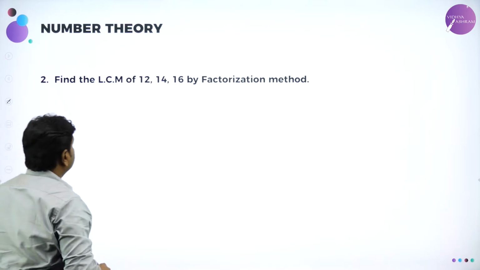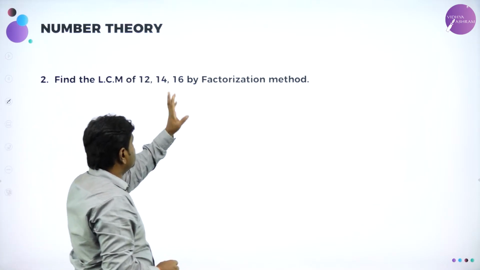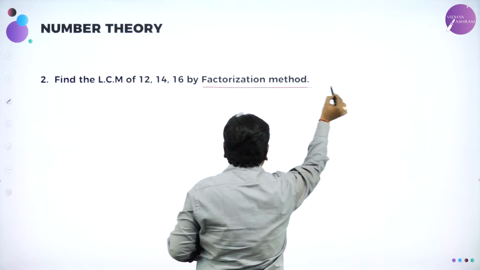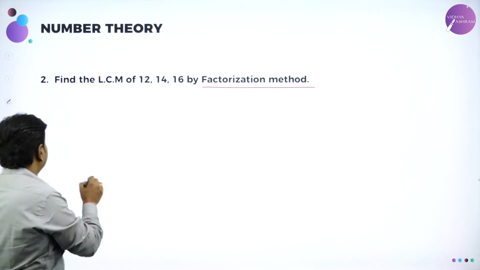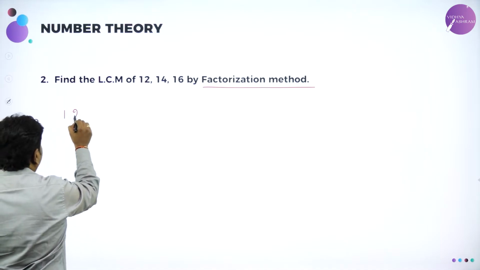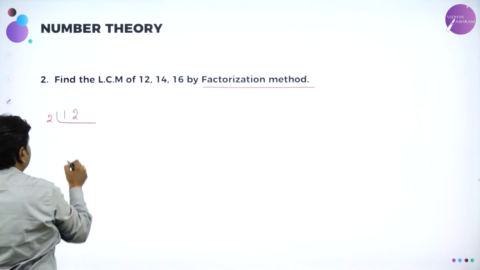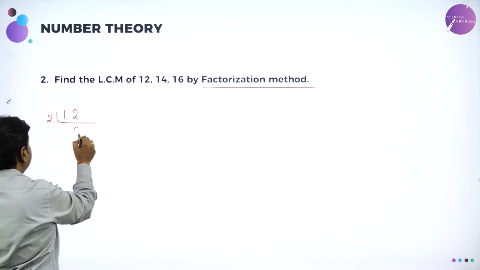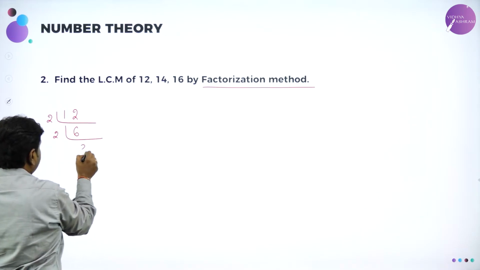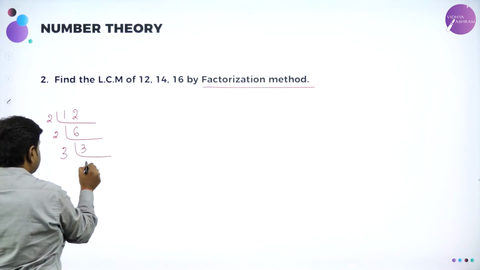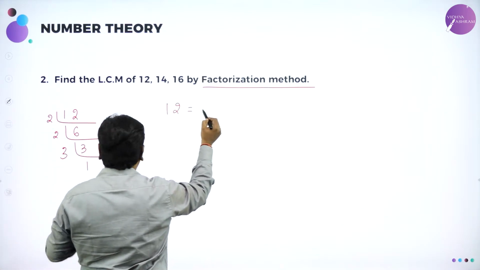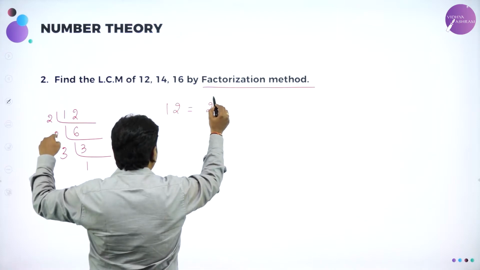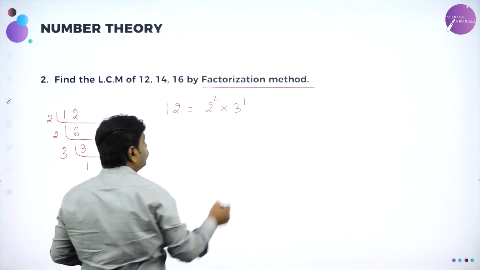Next question. Find the LCM of 12, 14, 16 by the factorization method. Again they want you to do it by what method? The factorization method. So take each number and do prime factorization. 12 I will take and I will start with 2. 2 is a prime number. Go on dividing. 2 6s are 12, 2 3s are 6, 3 1s are 3, that's it. So I can write 12 as 2 power 2 into 3 power 1.